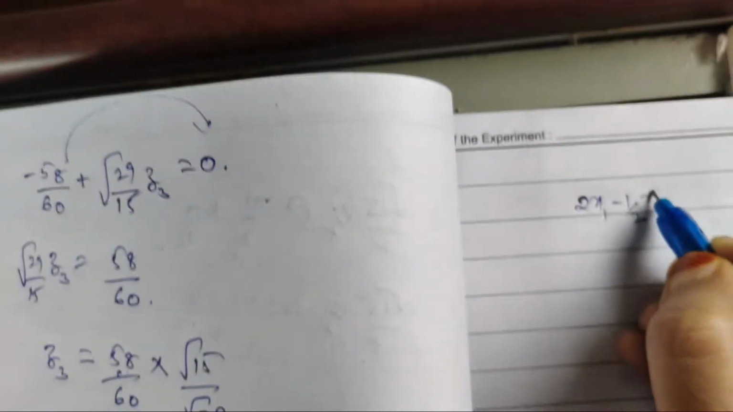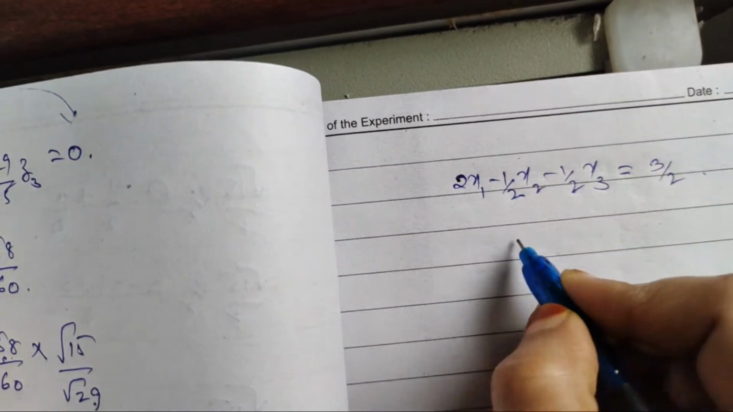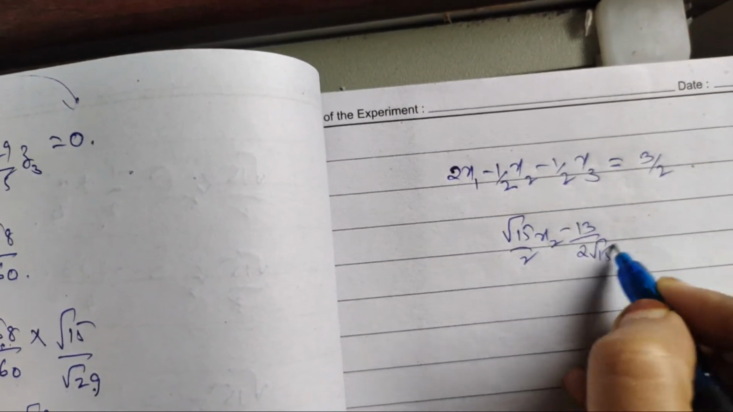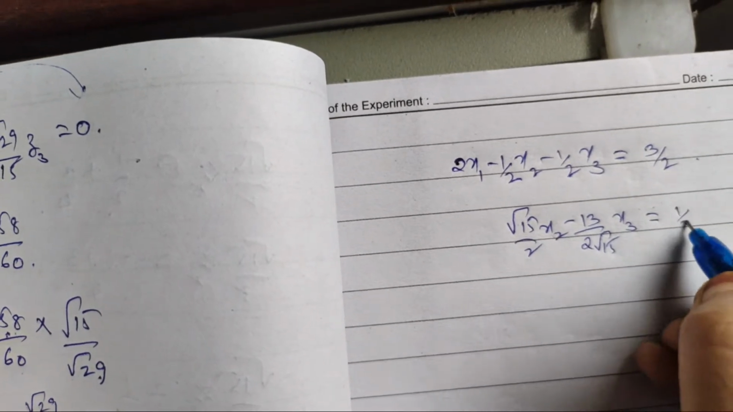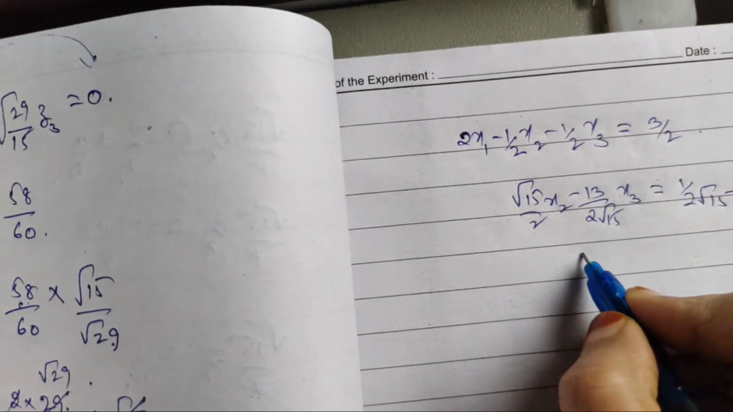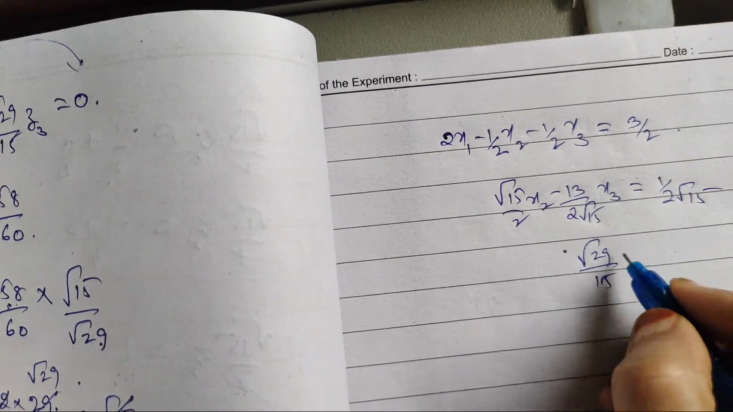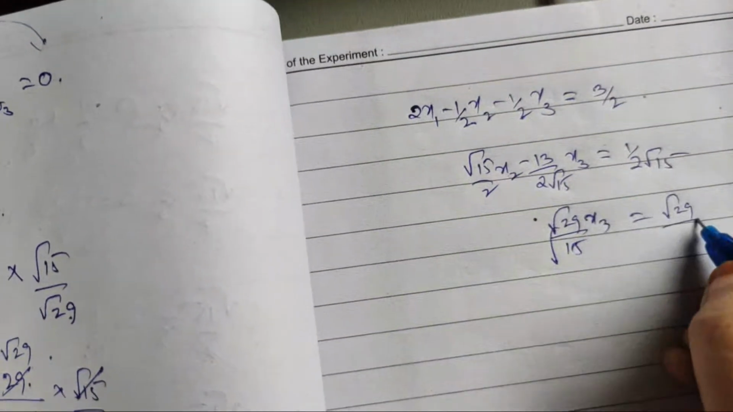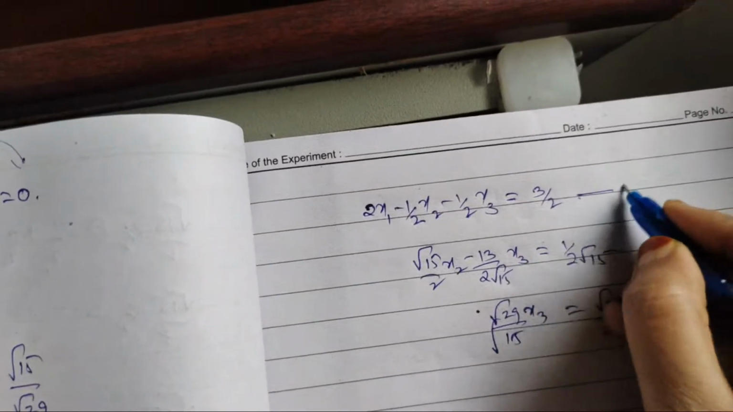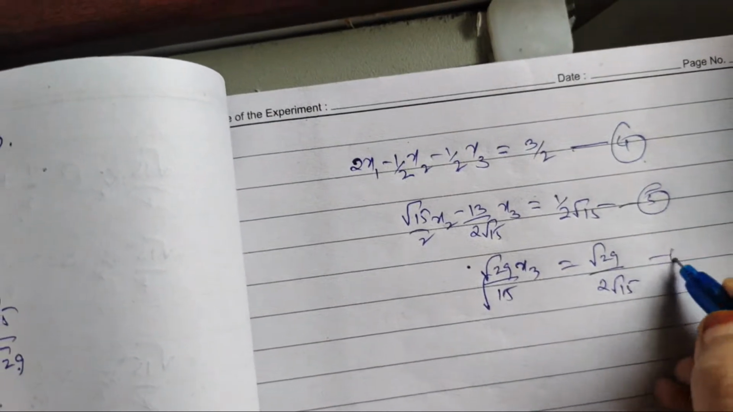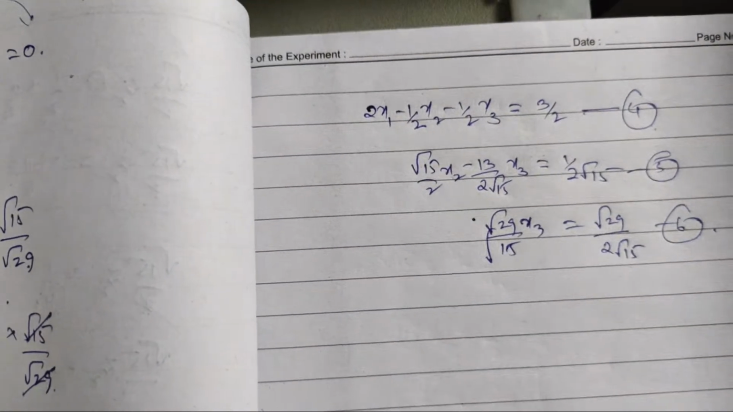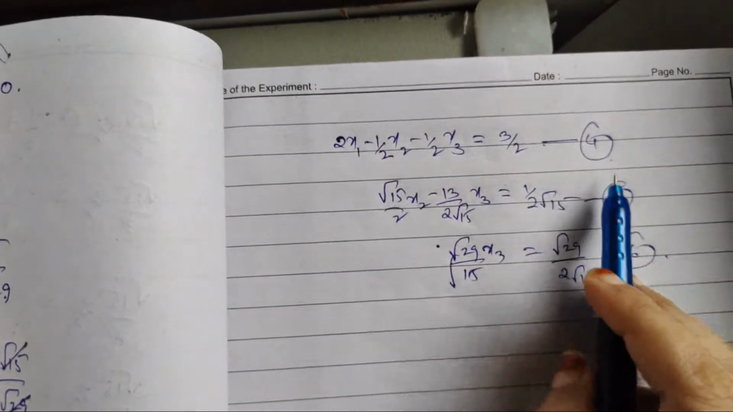2x1 minus half x2 minus half x3, which is equal to 3 by 2; root 15 by 2 x2 minus 13 by 2 root 15 x3, which is equal to 1 by 2 root 15; root 29 by 15 x3, which is equal to root 29 by 2 root 15. Equation number 4, equation number 5, equation number 6. We have used equations 1, 2 and 3 when we were finding the Z values, so I have numbered these 4, 5 and 6.